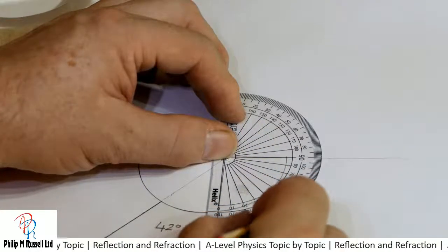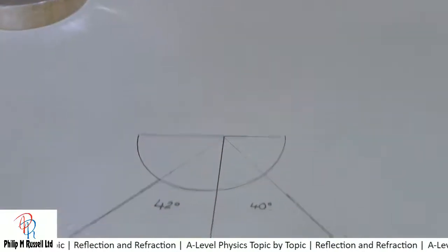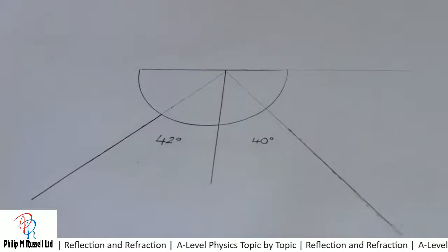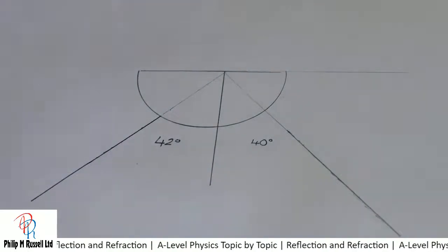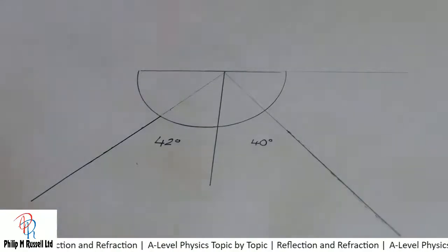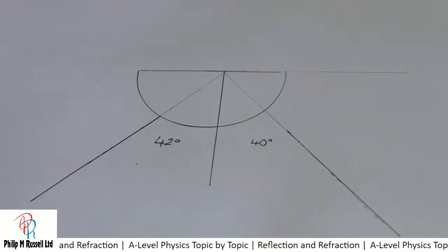It's virtually 40 degrees there. So there seems to be about my critical angle for this block of Perspex, that we're getting this happening at around about 42 degrees.